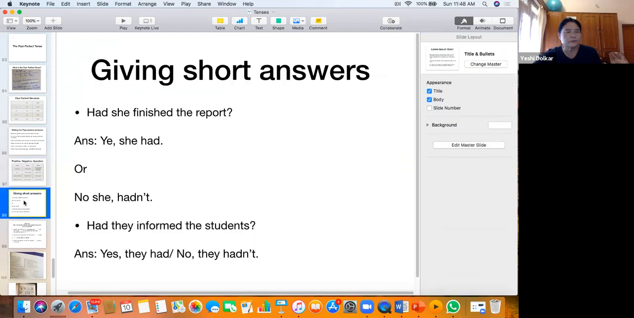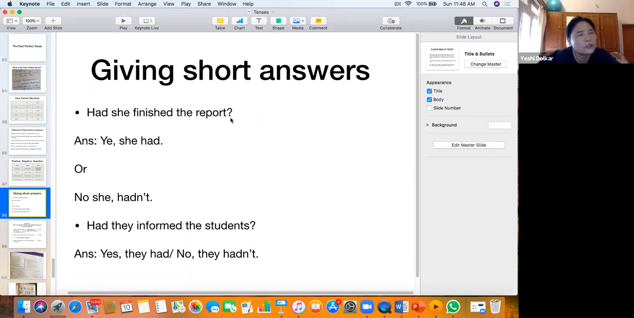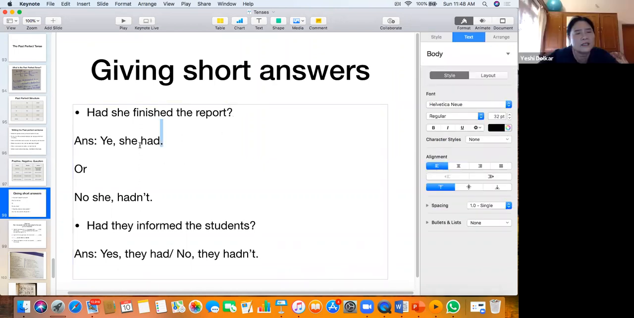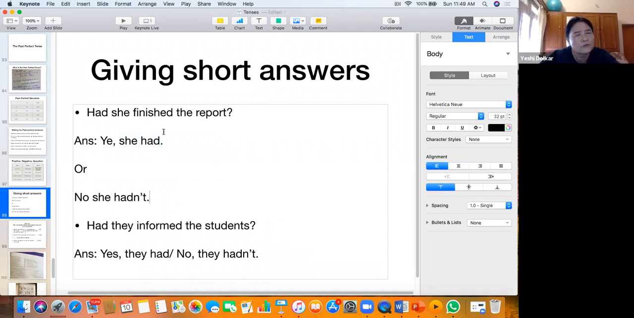Okay. Now when you're asked a question in the past perfect, not only in past perfect, in English, all right, how do you give a short answer? For example, this is a past perfect question. Had she finished the report? Yes, she had. Here, you don't use contraction. She had. Or you can say, no, she hadn't. All right? Had she finished the report?